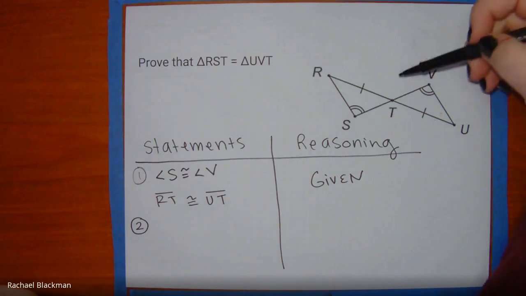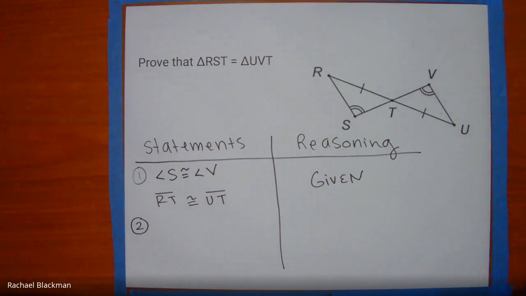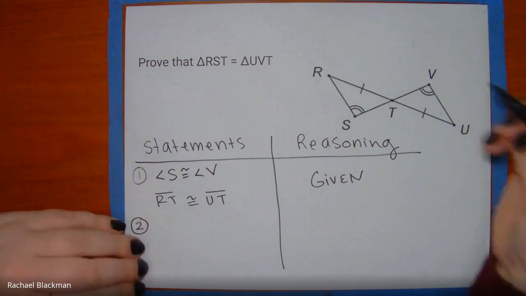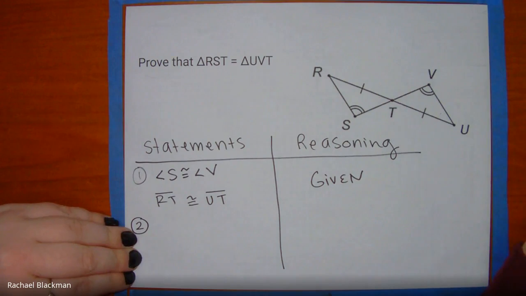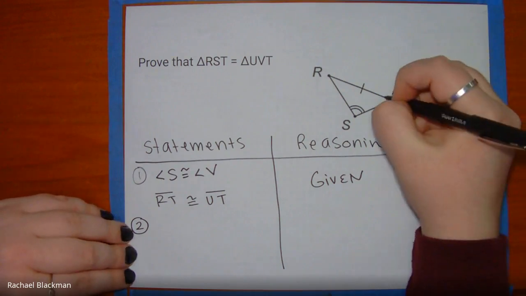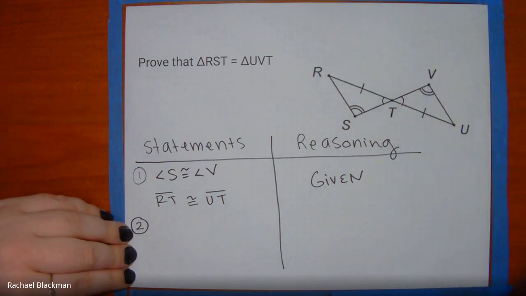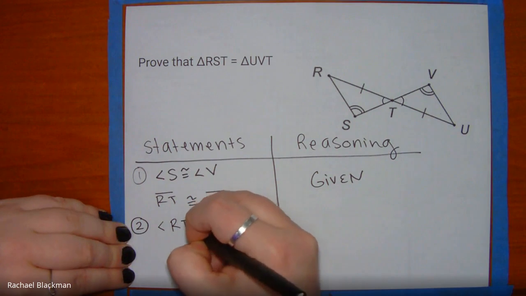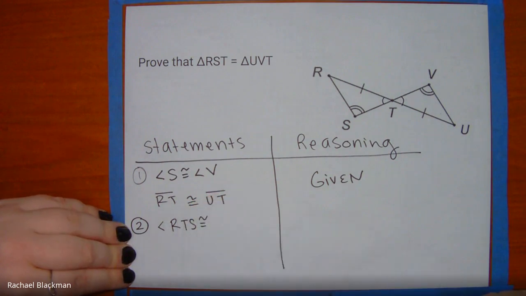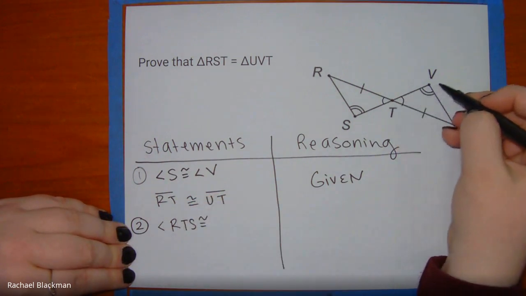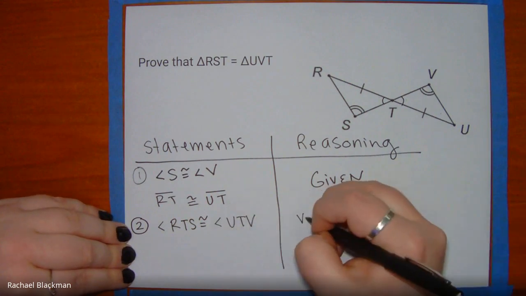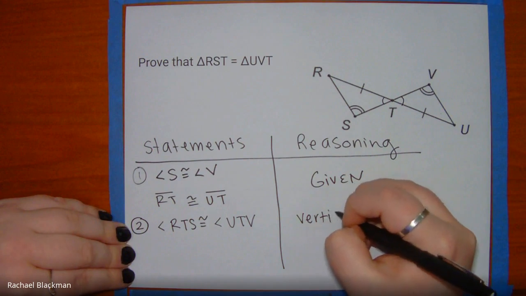What about something here, though? There we go, yeah. Keyword: vertical angles, right? These are directly across from each other. They're vertical angles. We know that they're congruent. So I'll go add that onto my picture. And angle RTS congruent to angle UTV. Again, those are just vertical angles.